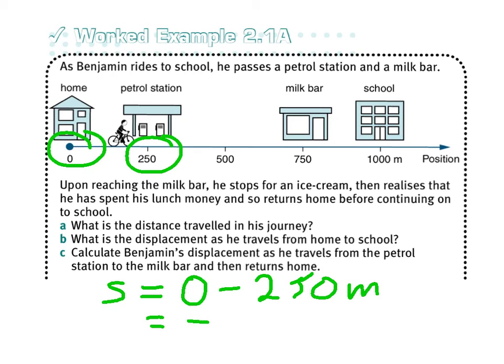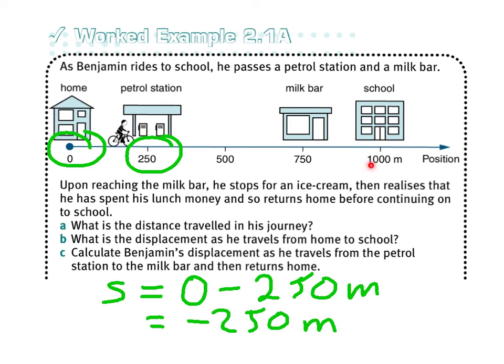So his displacement was minus 250 metres. How can he have a minus displacement? Well, this is possible with displacement. It simply tells you that he has finished up 250 metres away in the negative direction compared to his starting position at the petrol station.